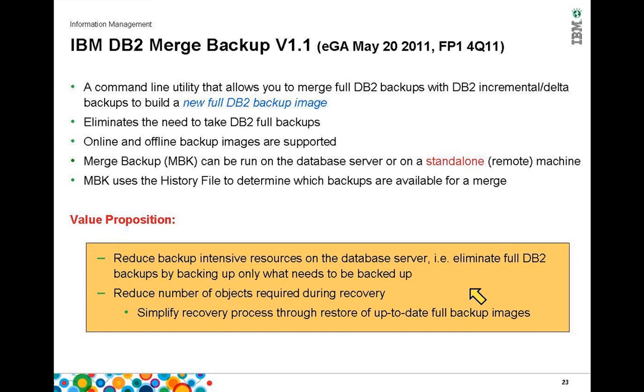We don't want to change our frequency at which we generate full backups, and we want to create these full backups with processing that doesn't consume resources of my database server. Reduce the number of objects required during the recovery. Today, one perhaps is using the DB2 incremental delta type of recovery strategy, and there are multiple objects that can be involved in such a scenario.